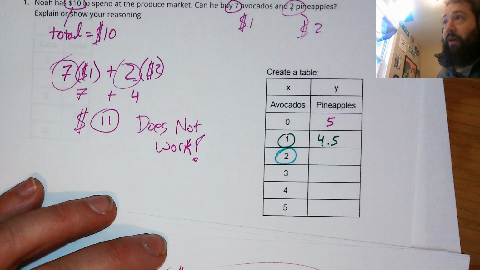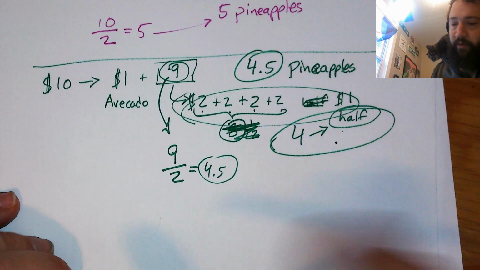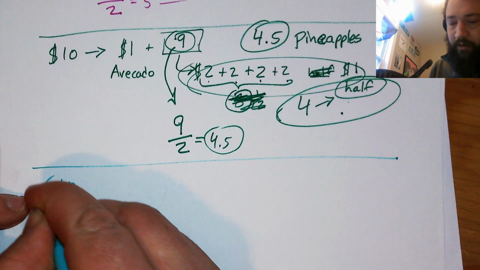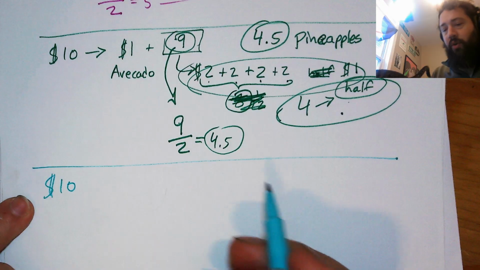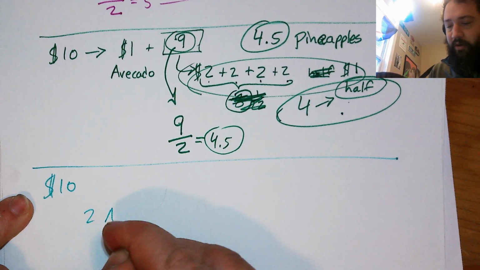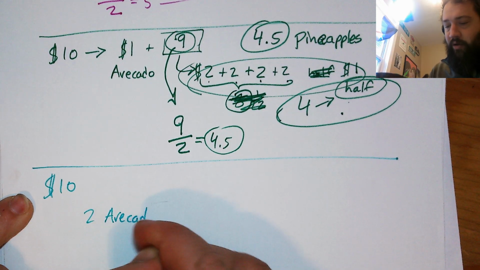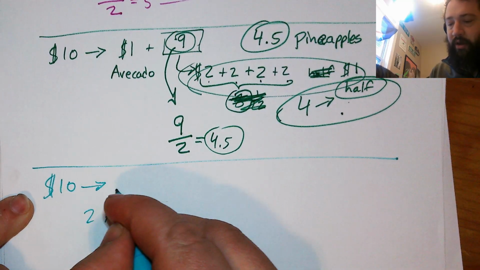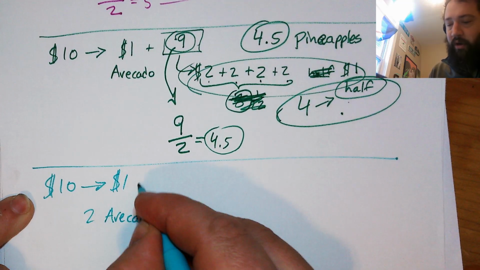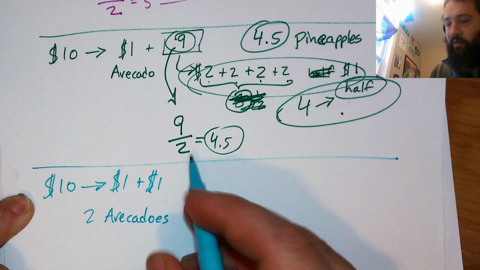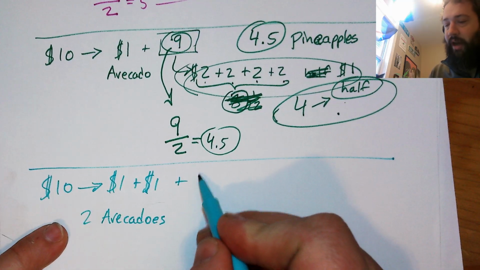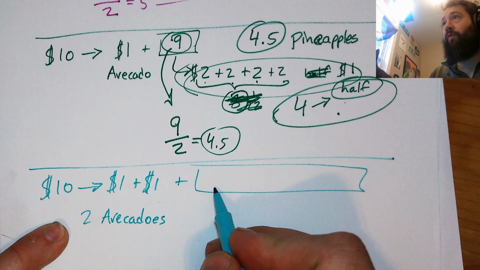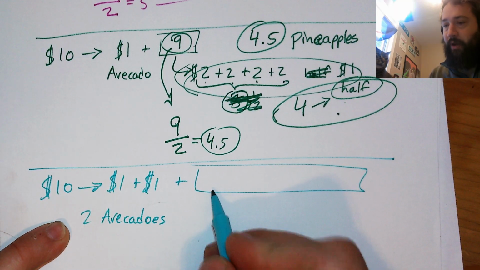All right, so now I'll do one more with this silly method here. I have 2 avocados. I have $10 to spend, and I'm going to get 2 avocados. So 2 avocados. I don't know how to spell. So that's going to be $1 for one, plus $1 for the other one, and then I have $8 left over for my pineapples.